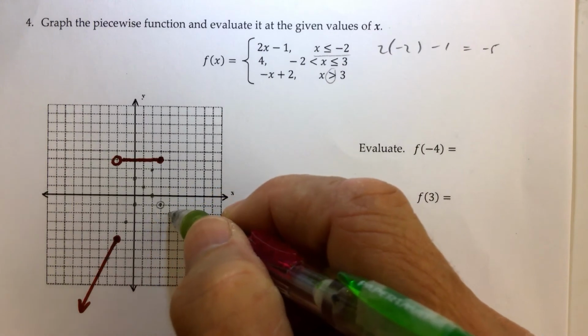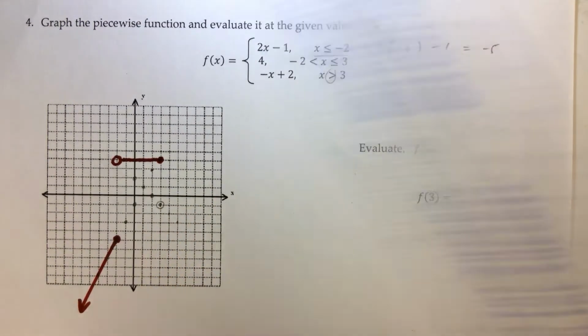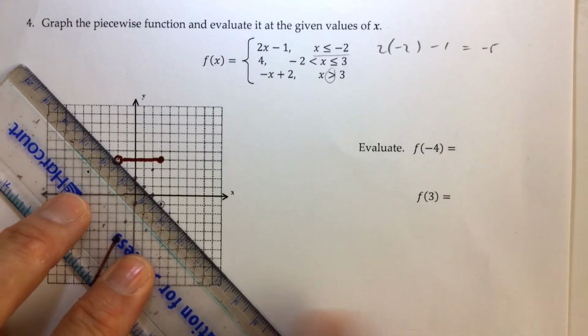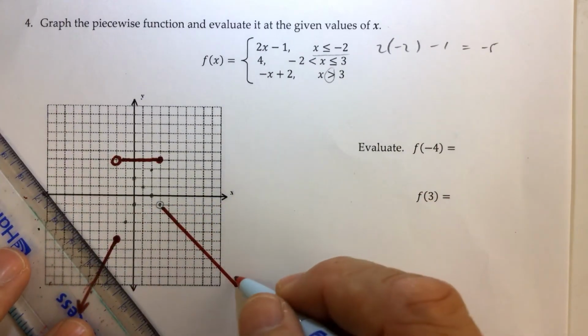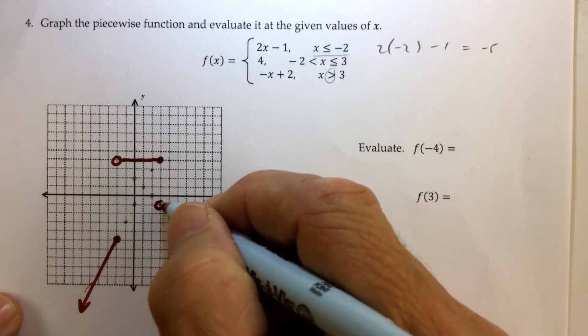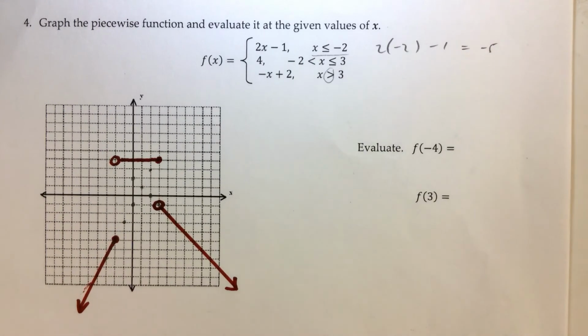So I know that the line goes down like that, with a slope of -1, and I need to make sure I include an open circle right there where x is equal to 3, and the y value of that open circle would be -1.